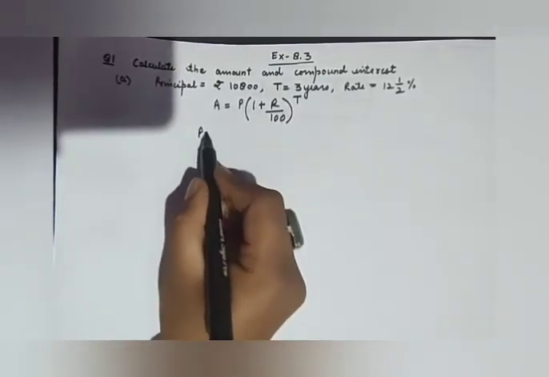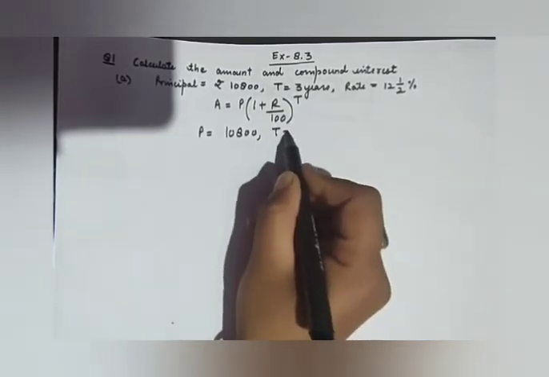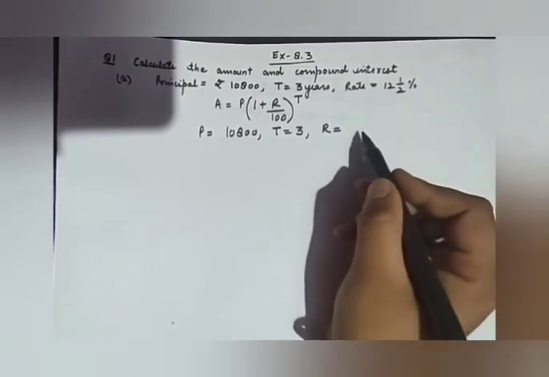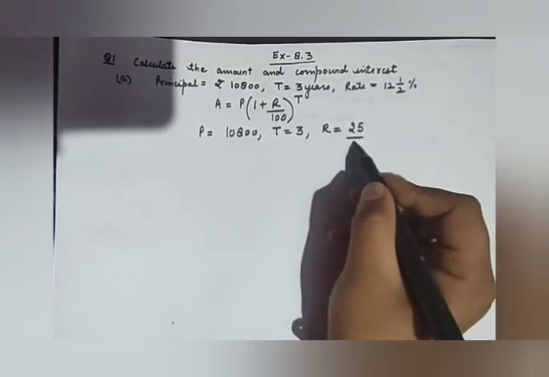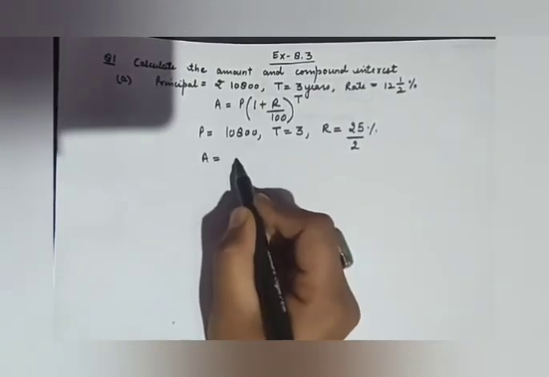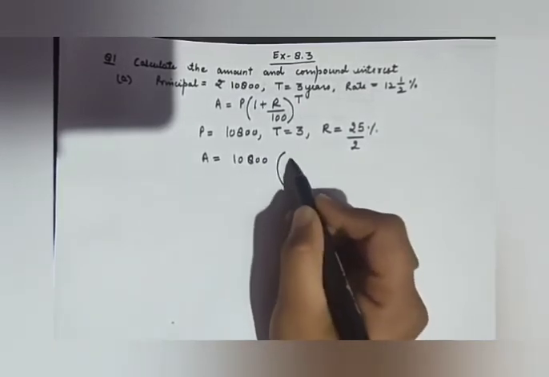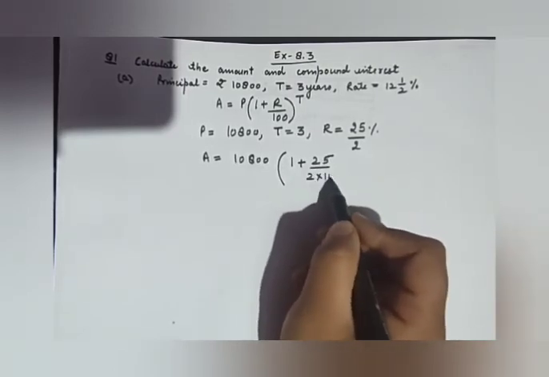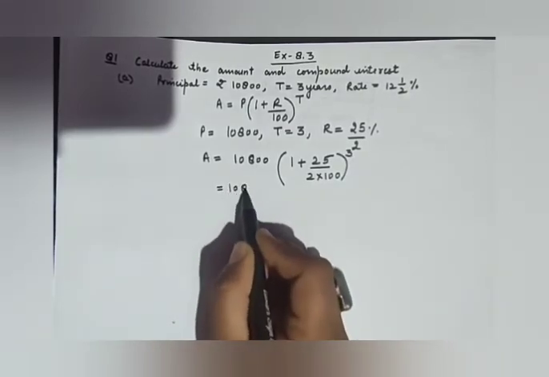So what is your P in this case? In this case your P is 10800, your T is 3, and your R, if I convert this mixed fraction into a simple fraction, is 25 upon 2% here. So let us put all these values here. In the place of P, I will be putting 10800 into (1 + 25 upon 2 into 100) raised to power 3 here.